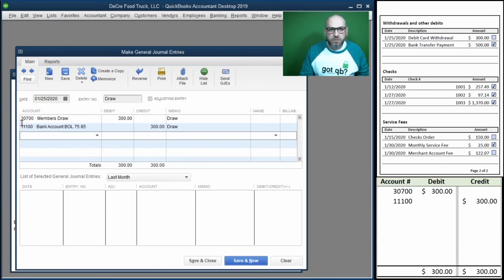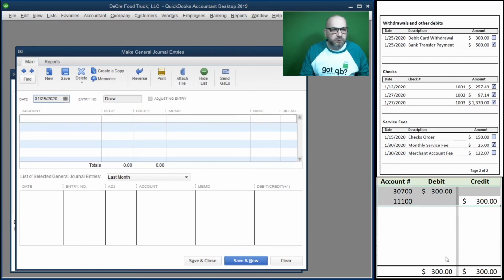All right. So the member draw account right here, it's an equity account. It's reduced. And then the balance of your bank account is reduced as well by $300, which makes sense. You take out $300 from your bank account for personal use. You took $300 out of your business. So your equity, your ownership is reduced by $300 as well. That's what we have here, right? So let's go ahead and book it.